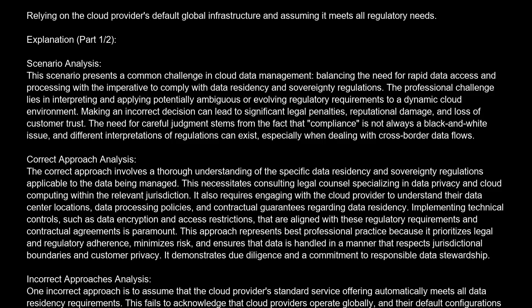The need for careful judgment stems from the fact that compliance is not always a black and white issue, and different interpretations of regulations can exist, especially when dealing with cross-border data flows.